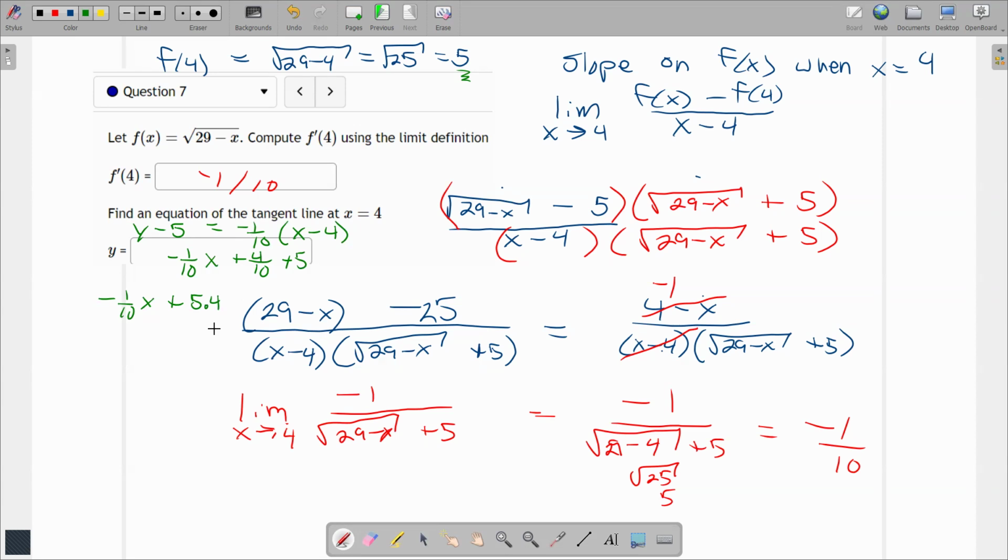Before I hit submit, I'm going to go to Desmos and check it, because a lot just went down here and I could have made a mistake anywhere. So once you get that far, whip out Desmos before you hit submit my answer and see, does this really look like a tangent line?